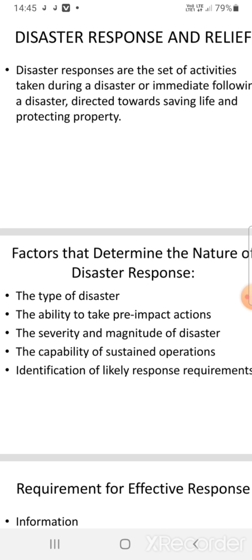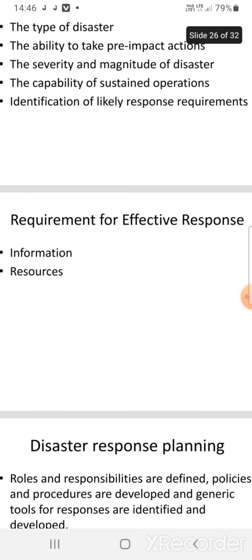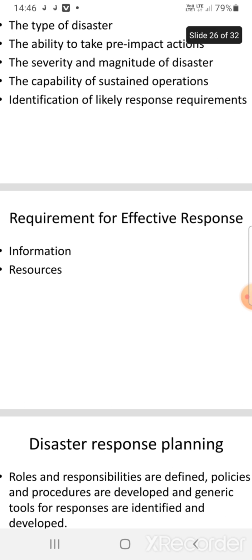Identification of likely response requirements. That is, you have to identify the response requirements: what all responses are required at each and every time of the disaster outbreak. Now, the requirement of effective response. Two important factors that will effectively support the response are the information, the complete information that you gain about the particular situation.